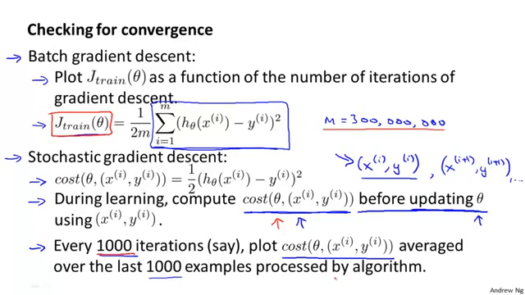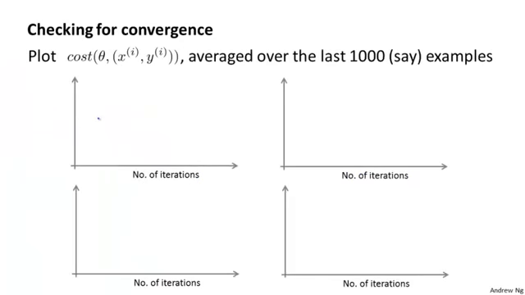By looking at those plots, this will allow us to check if stochastic gradient descent is converging. So here are a few examples of what these plots might look like. Suppose we were to plot the cost averaged over the last 1,000 examples. Because these are averaged over just 1,000 examples, they are going to be a little bit noisy, and so it may not decrease on every single iteration.